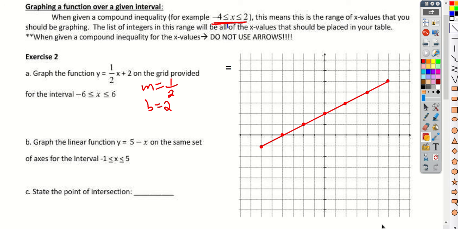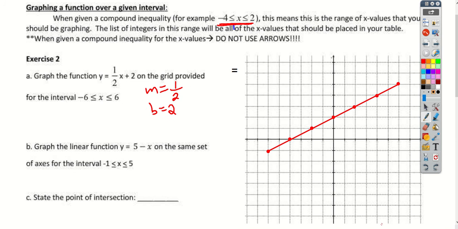The second function we're going to graph is 5 minus x. So we'll do this one in blue. Remember what we would normally do is write this differently. So we'd write y equals -x plus 5. So the slope is -1. The y-intercept is 5. And we're going to graph from -1 to 5.